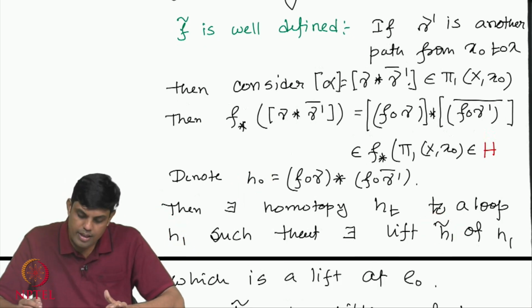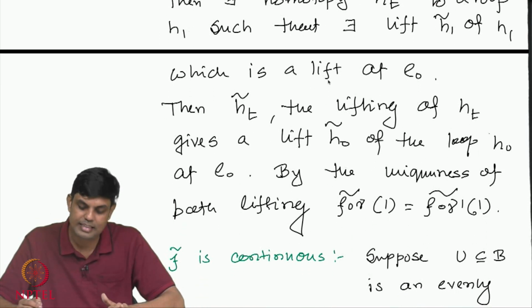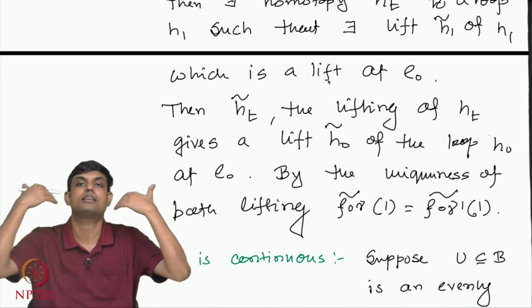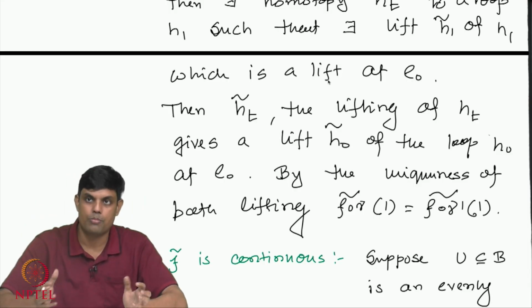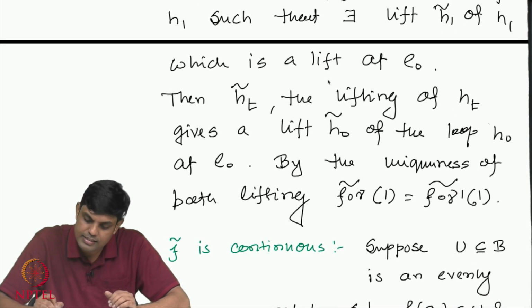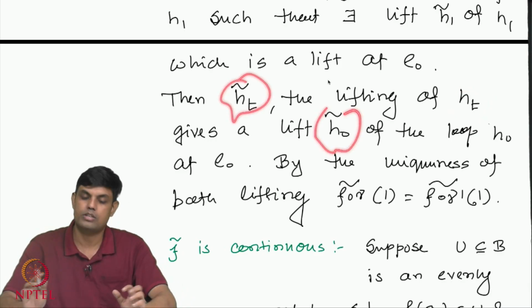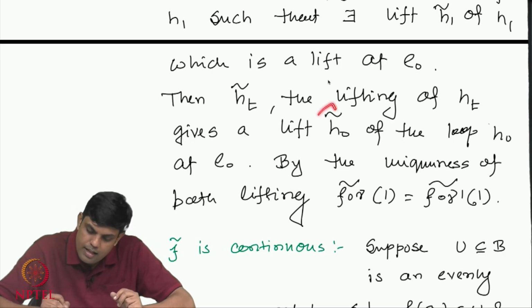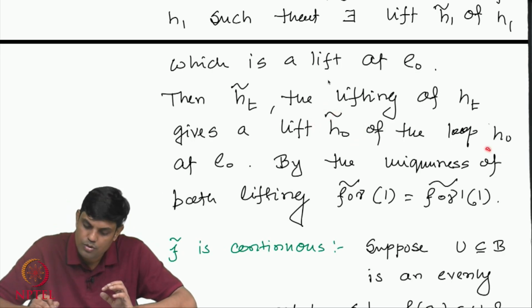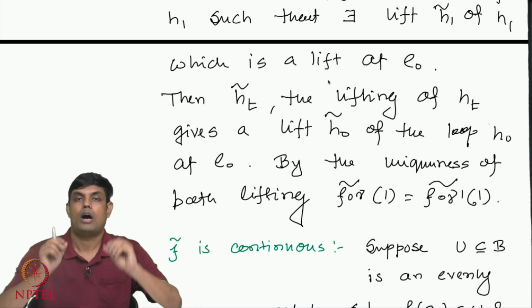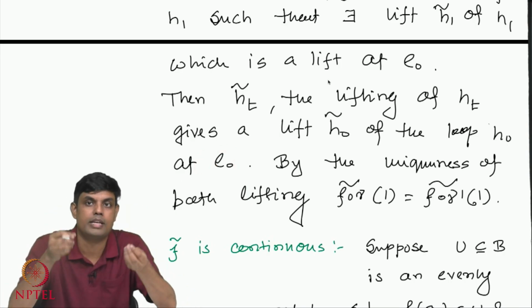Now, if you look at the homotopy ht that takes h0 to h1, I consider the corresponding lifting of the entire homotopy. So ht gives you a lift ht tilde, which is a lift of h0 tilde, and h0 tilde is a lift of h0, which is a loop at e0. Now I know that the liftings are unique.